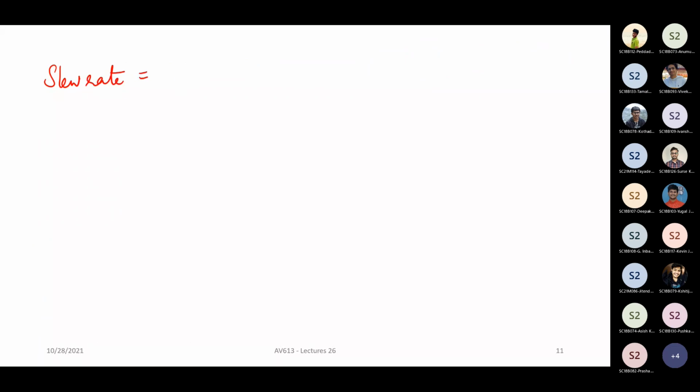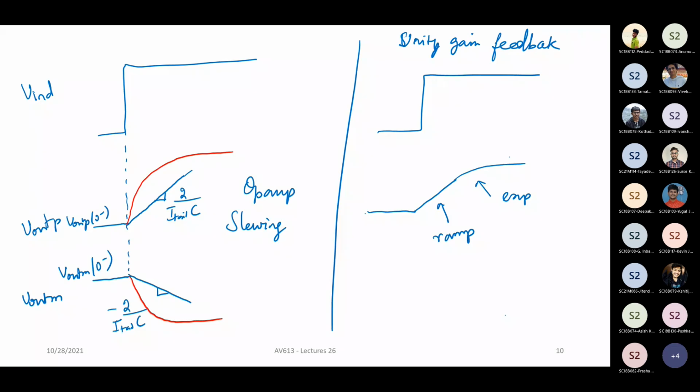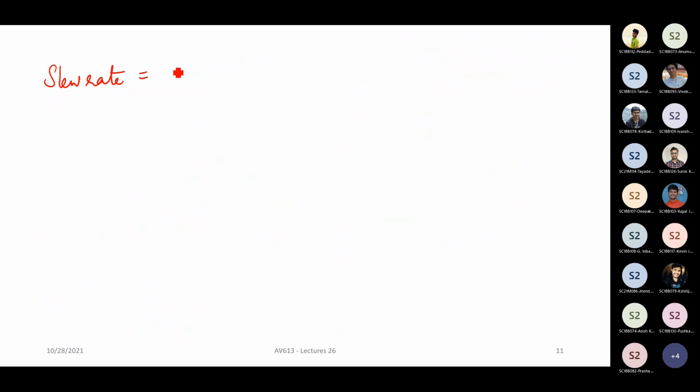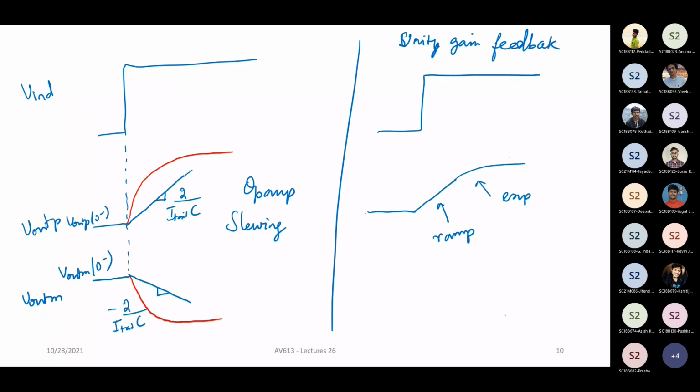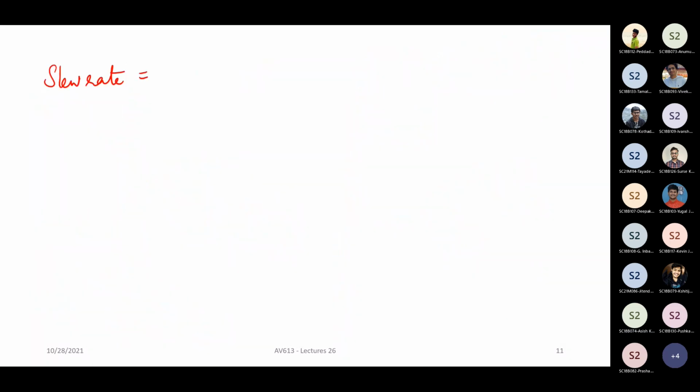It is nothing but the slope of this slewing thing. What is the slope here? It is I tail by 2 times C. So here you have voltage by this thing. Sorry, I think it is I tail by 2 times C. So the slew rate is nothing but I tail by 2 times C.